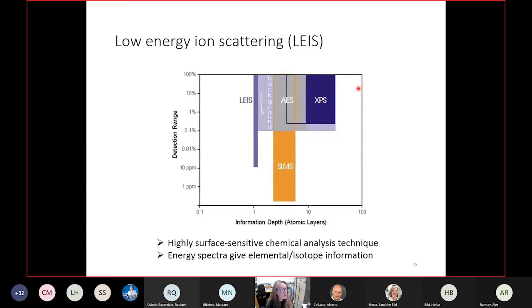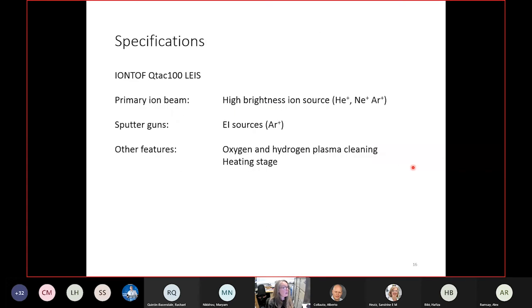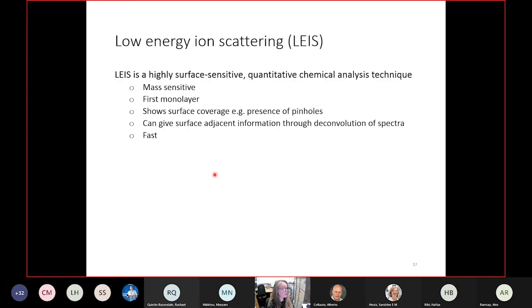Quickly moving on to LEIS, low energy ion scattering. This technique is in this regime here. We're looking at the outermost atomic layer, and then we can get some signal from the background to look at a few atomic layers just below that. So very compatible with SIMS, very compatible with XPS. Our specifications for the instrument: we've got high brightness helium, neon and argon, with a depth profiling argon source as well. We can also do plasma cleaning with oxygen and hydrogen so that we can really look at that outermost atomic layer. We're mass sensitive, so we're only looking at elements with this technique, no molecular species. We're looking at the outermost layer.